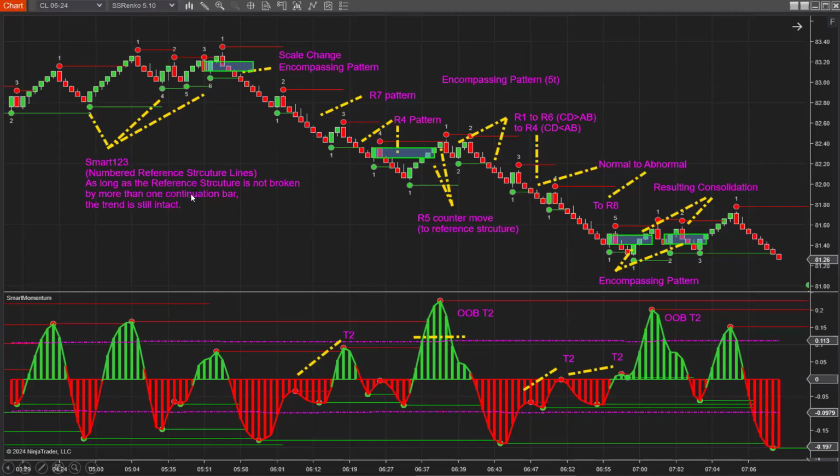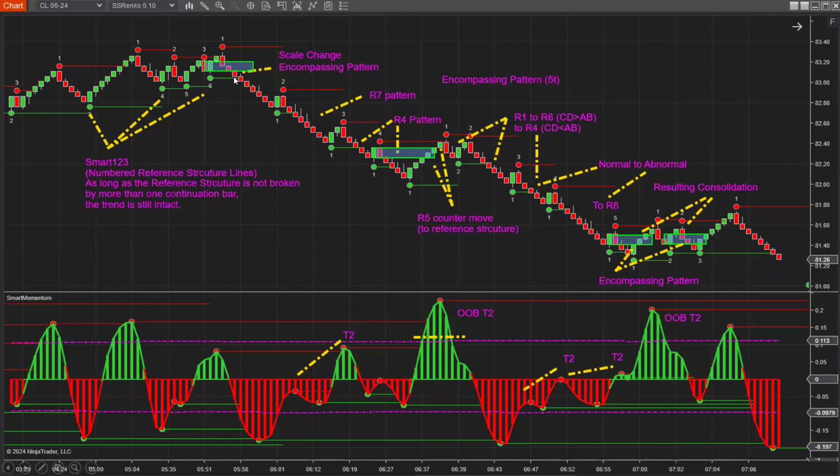Now, I could have set this a little bit differently. I generally will not consider, for the way I have this set, that the reference structure is broken until I have one continuation bar through the line. The trend is still intact, in other words. Unless I get one. There's really only one of those on this chart. This trend is officially over in here, when it breaks by one full complete continuation bar. All the rest of the ones on this chart have not done that.